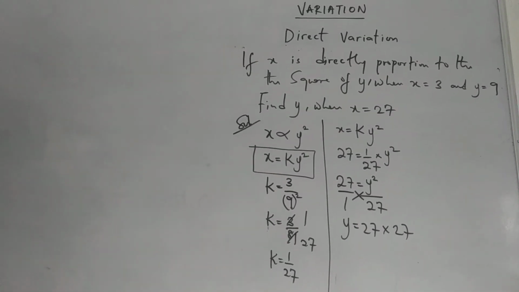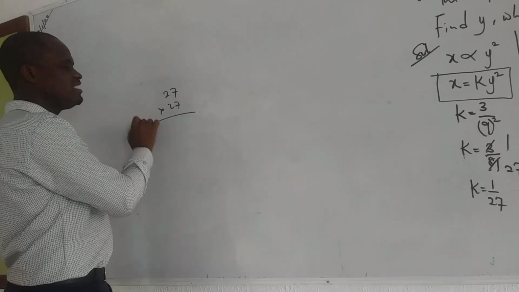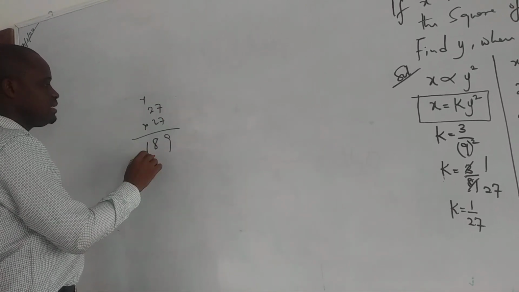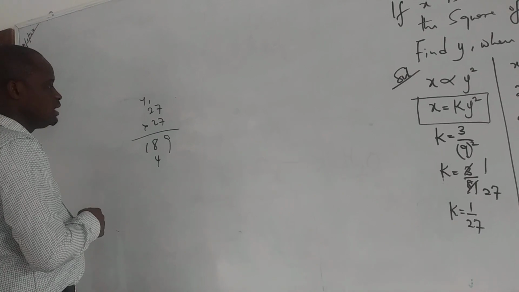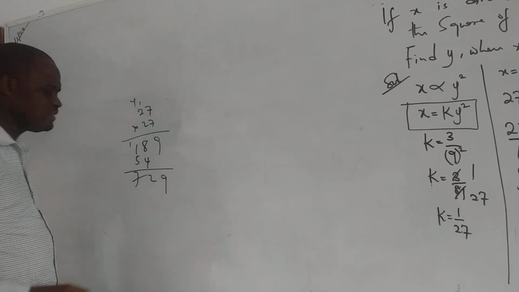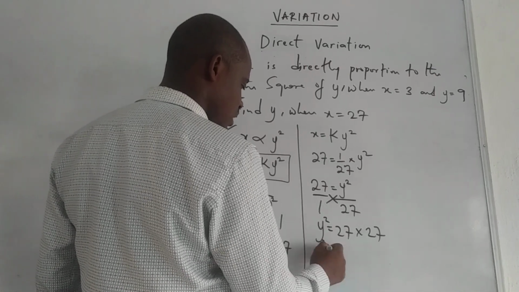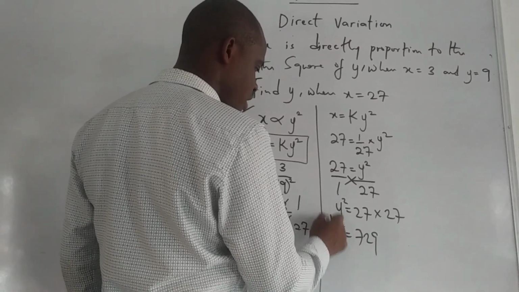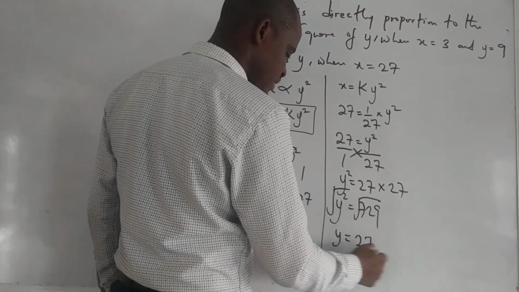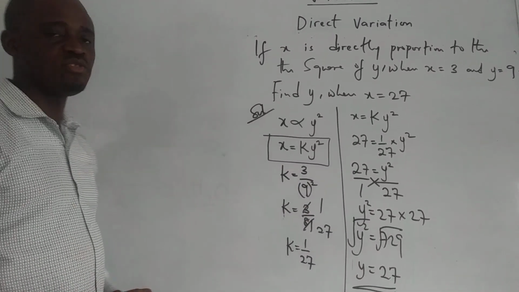Now, if you look at this so closely, you see that 27 by 27 is so straightforward. This gives you 729. If you have 729 as y squared, what's the square root of that? So that means y equals 27. So when x is 27, y is as well 27.